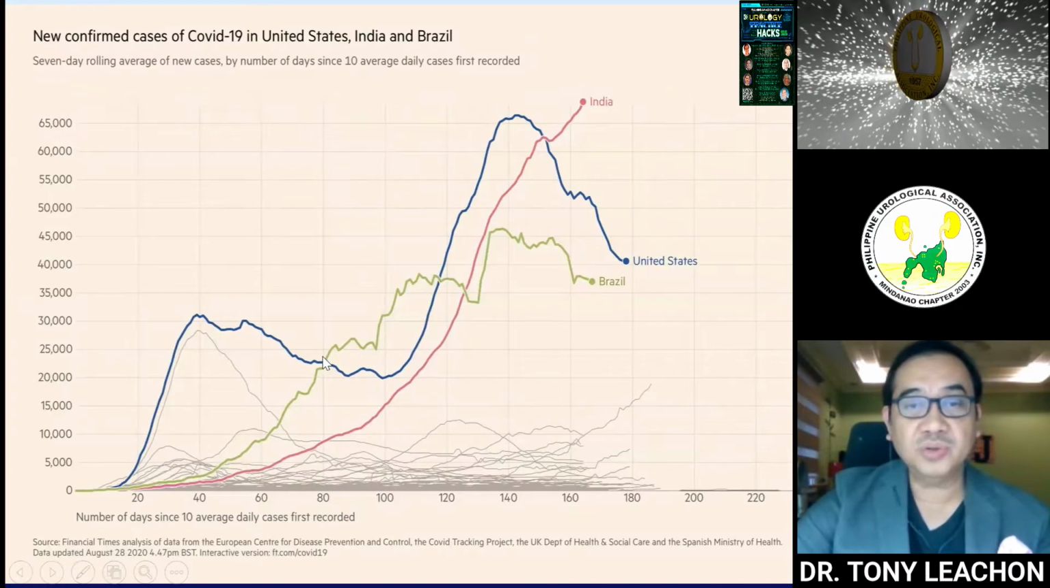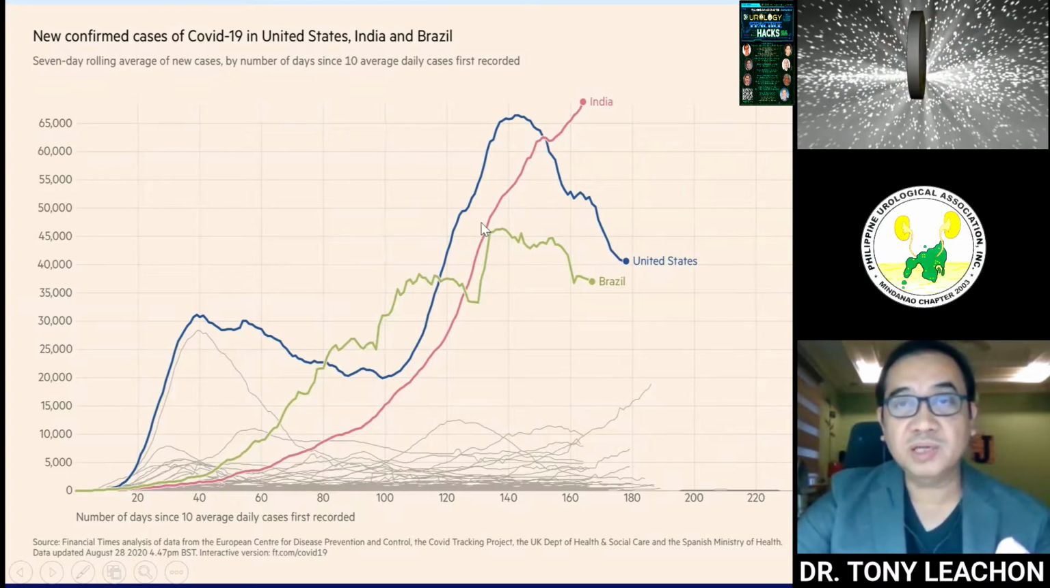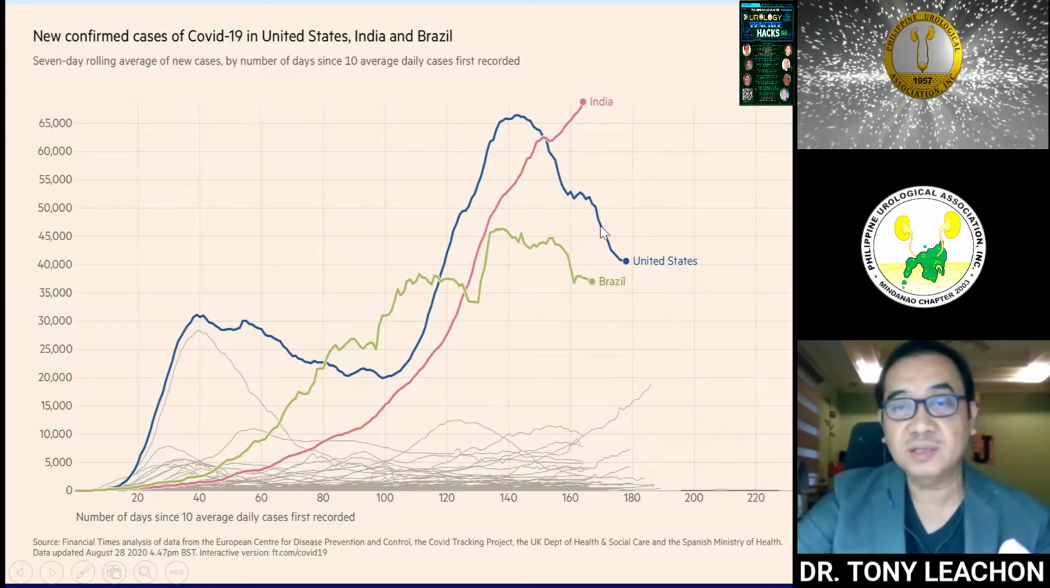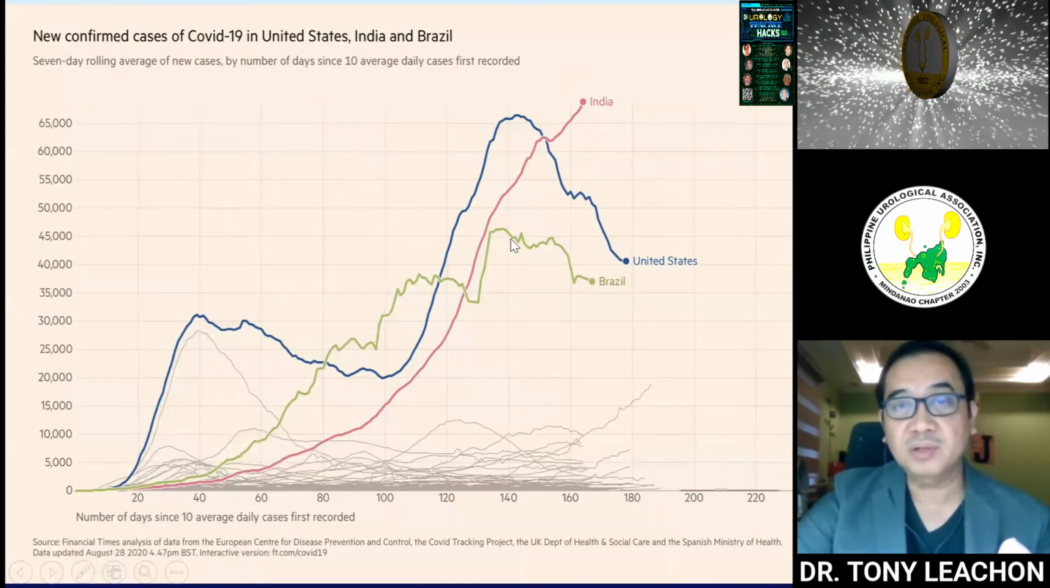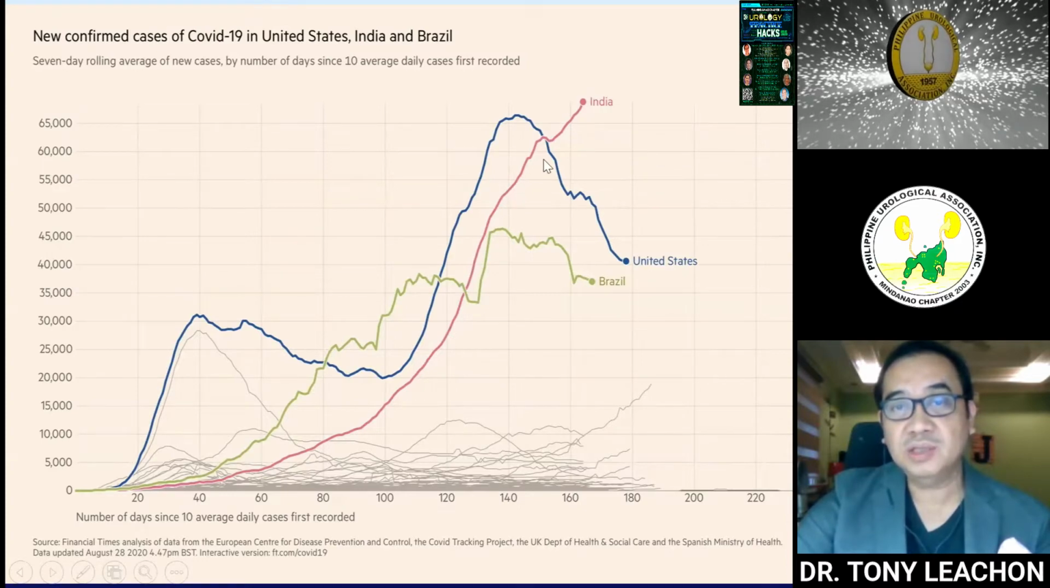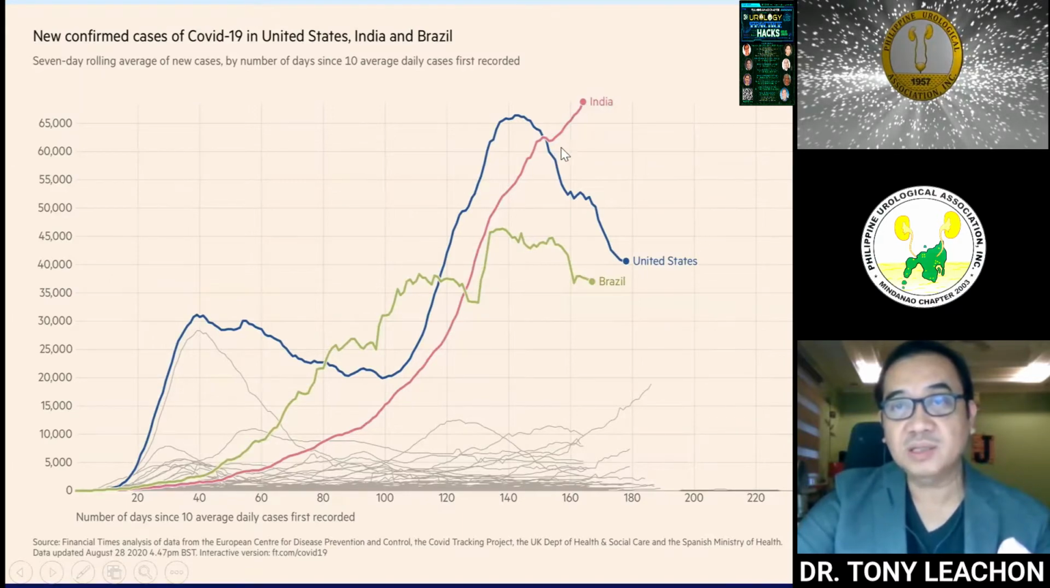The current data would show that the number one country in the world with the most cases is the United States of America, with 6 million cases and 186 deaths. But USA is actually on the deceleration phase, is on flattening the curve at this point in time. On second spot is actually Brazil with 3.8 million cases and 121,000 deaths. On third spot would be India. India is right now on an acceleration phase with 3.6 million cases and 64,000 deaths.